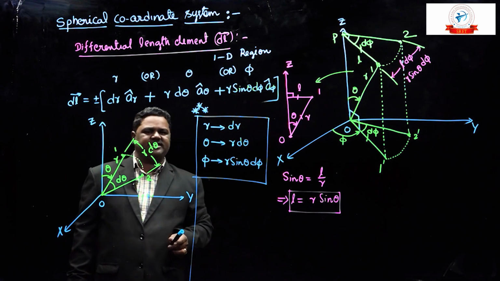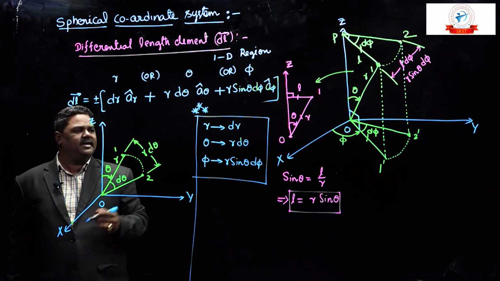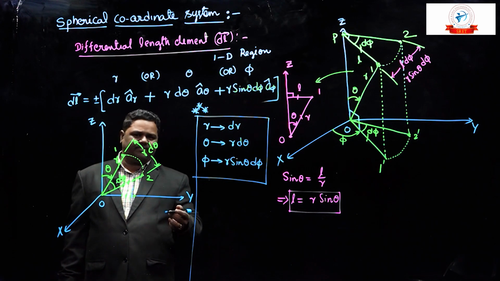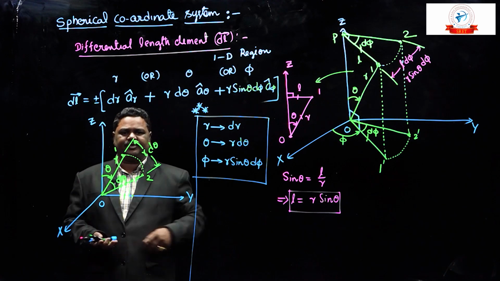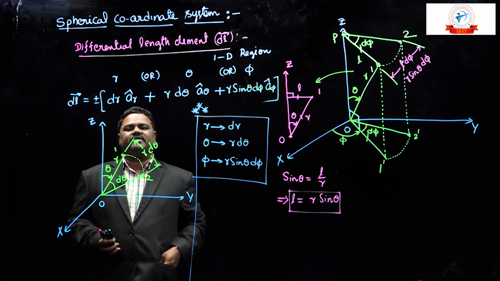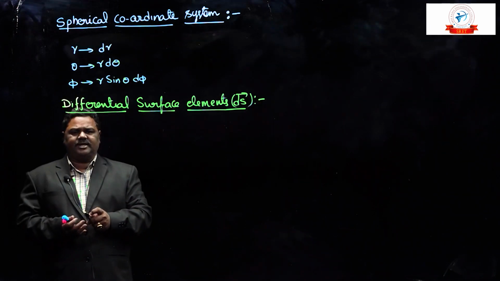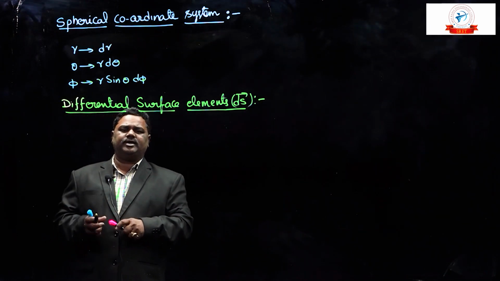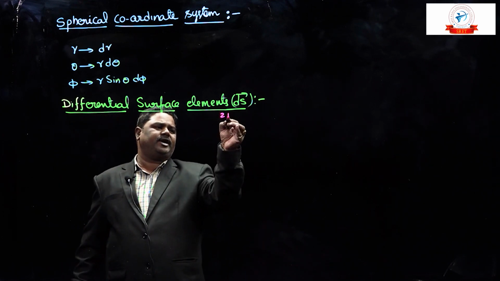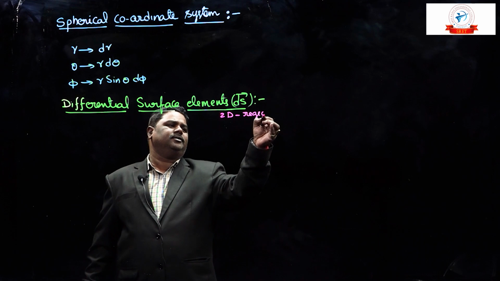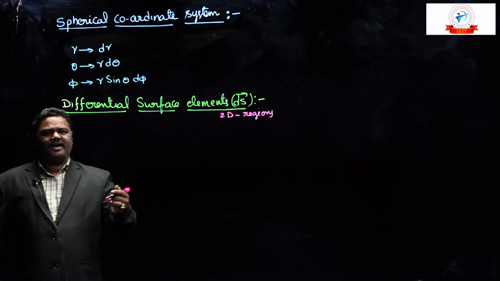Once you understand the differential length due to r, theta and phi, that is the total differential length element, then you can easily write down what is meant by differential surface element and what is a differential volume element in the spherical coordinate system. Now let us write down the differential surface element and differential volume element. So first consider the differential surface element. We know that surface elements are two-dimensional regions, so they must be constructed with two coordinates, a combination of any two coordinates in the spherical coordinate system.